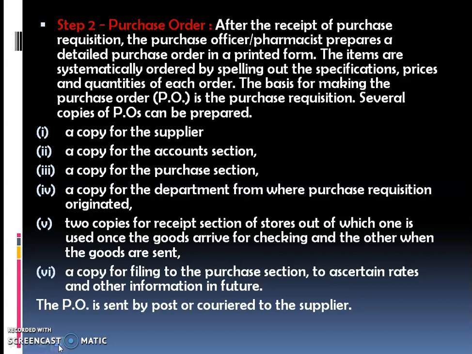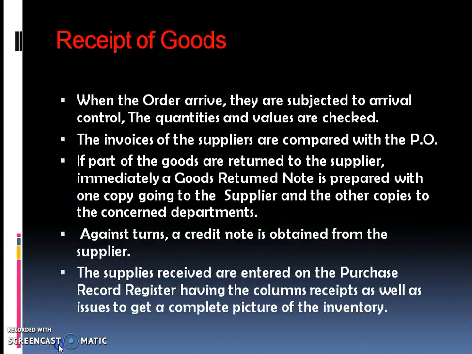Then two copies go to the receipt section in the store, out of which one is used for the goods when they arrive for checking and the other when the goods are sent. And the copy for filing to the purchase section to ascertain the rates and other information in future. Then the purchase order is sent by post or courier to the supplier.